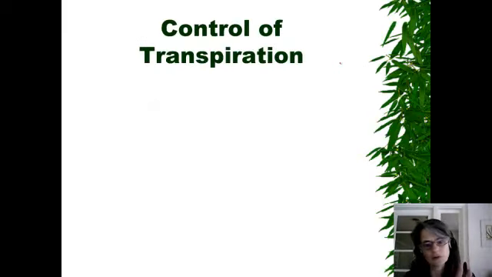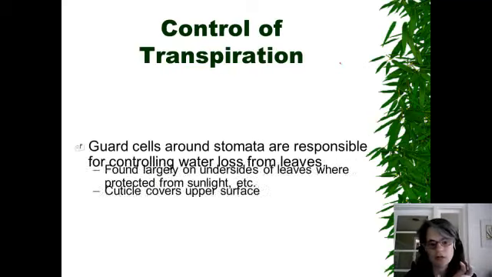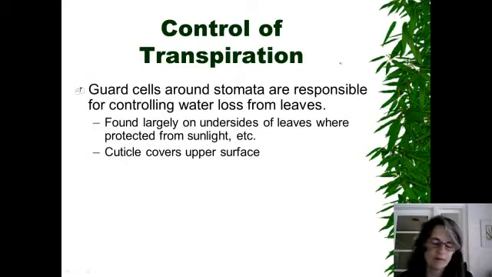Now, how do we control it? How do we keep from losing too much? Suppose we are having a drought and we don't want to lose so much water. We can't just let the stomata stay open and let water flow out if there's no rainfall replacing the water out of the soil that we're pulling out.